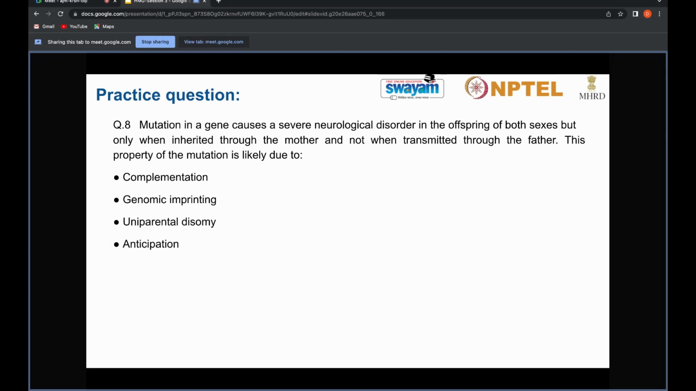Now let's move to another question, which says a mutation in a gene causes a severe neurological disorder in the offspring of both sexes, but only when inherited through the mother and not when transmitted through the father. This property of the mutation is likely due to... So they are showing that there is a mutation in a gene causing a neurological disorder in offspring of both sexes, meaning this disease can occur both in boys as well as girls, but it is only inherited through the mother and not transmitted from the father.